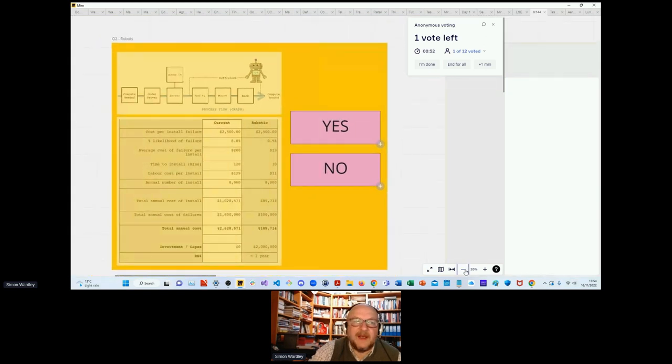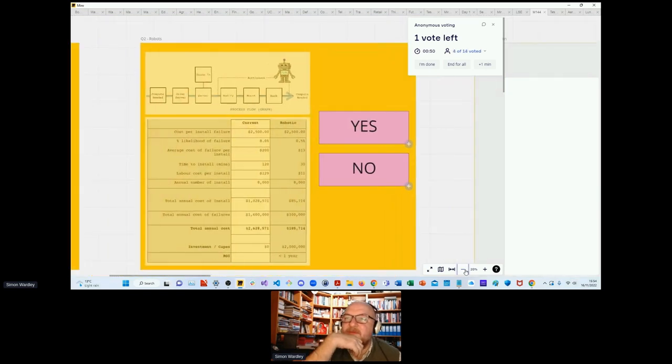Everybody else who's following, I'll wait, see how many people vote. You've got the process flow at the top. You've got a bottleneck. And you've got some figures here. We'll wait to see how many people think it's a good idea or not. Yeah, I will vote how I think. I'm going to say yes. Right, looking at those figures, I'm done.